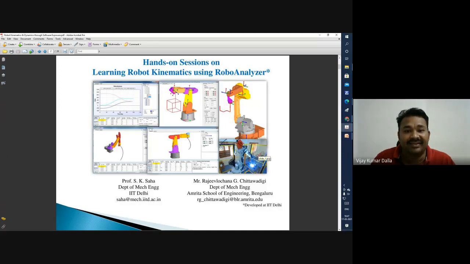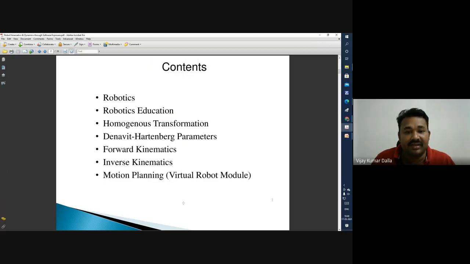It is regarding hands-on sessions on learning robot kinematics using RoboAnalyzer. The software is developed by Professor S.K. Saha, Department of Mechanical Engineering, IIT Delhi, and his PhD student. Contents are robotics, robotics for education, homogeneous transformation, Denavit-Hartenberg parameters, forward kinematics, inverse kinematics, motion planning.